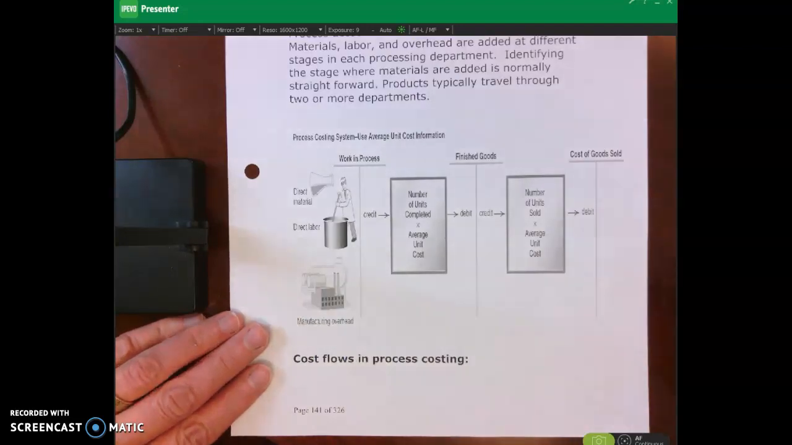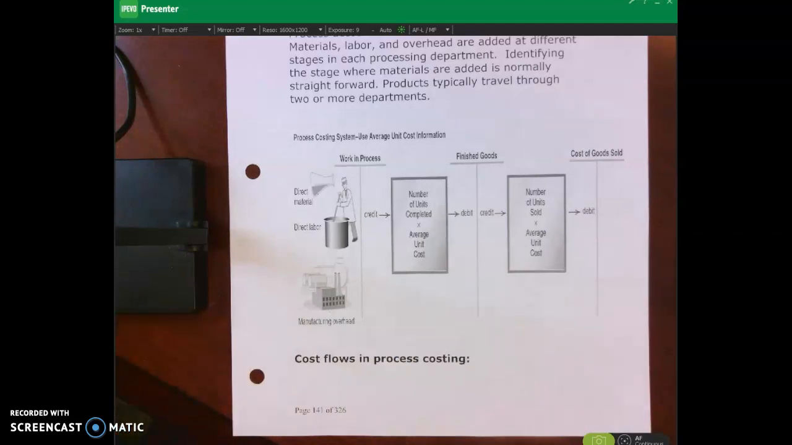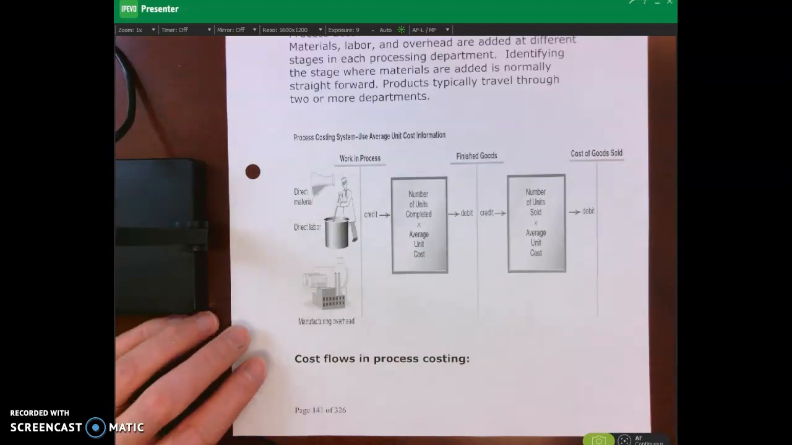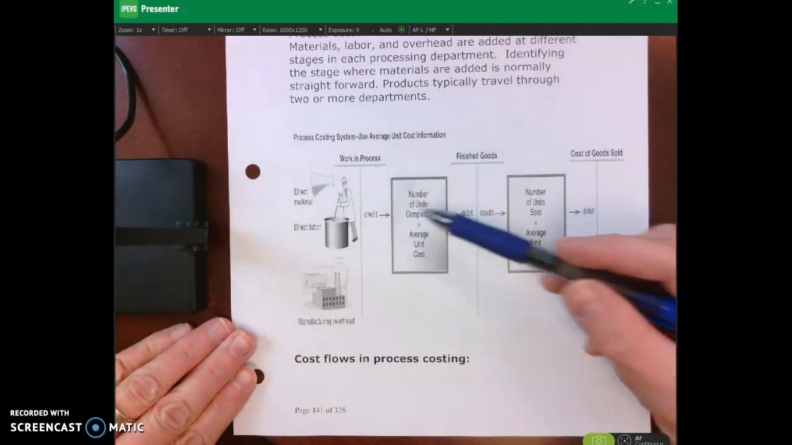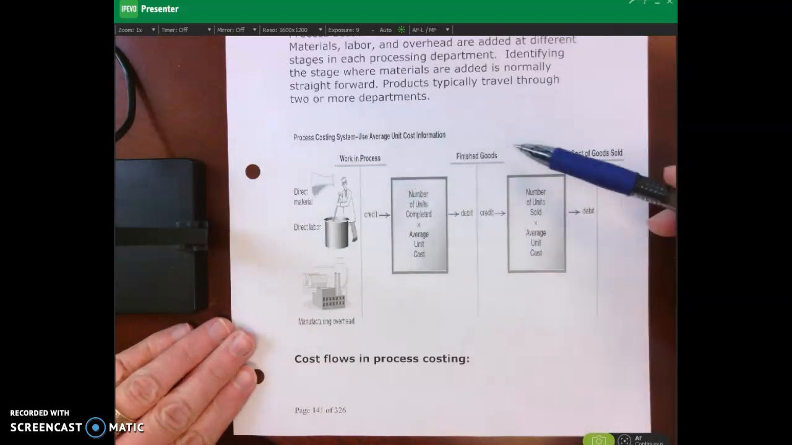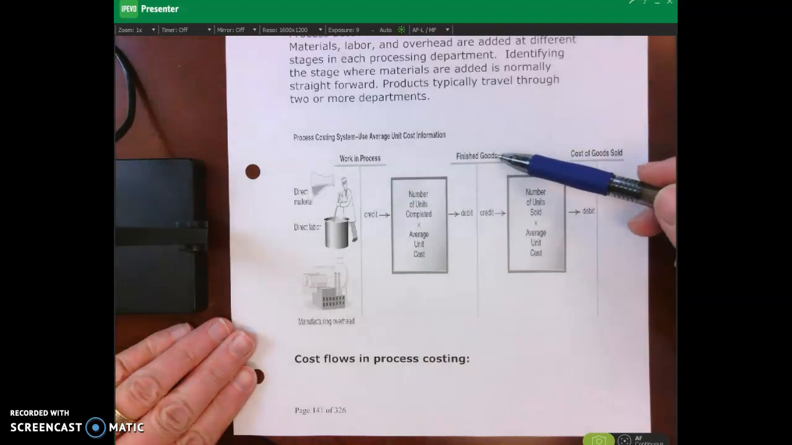So if you think back to what we talked about in job order costing, with applying overhead, the journal entry was debit WIP, credit manufacturing overhead. Then, once the product is finished, it moves from work in process to finished goods, and then once it's sold, it moves from finished goods to cost of goods sold.